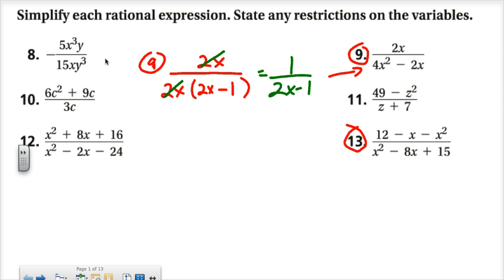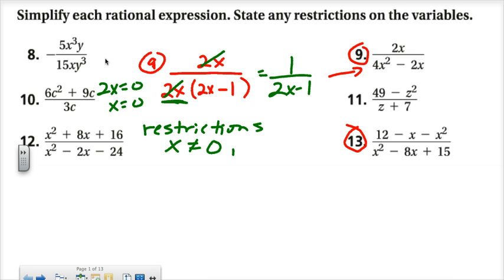But the whole reason that we leave everything so that we can see it is for those restrictions. Remember, restrictions are like domain. We want to say what values we can't use. And those values for fractions would be anything that have us dividing by 0, because dividing by 0 is undefined in mathematics. So the first 0 that we have here will come from 2x equaling 0, and by dividing by 2, of course, we get x equals 0. So x cannot equal 0.